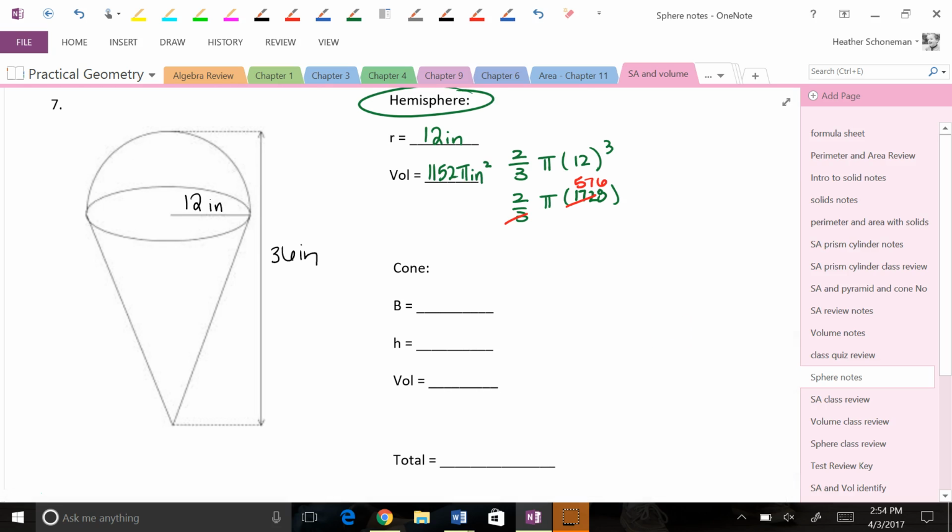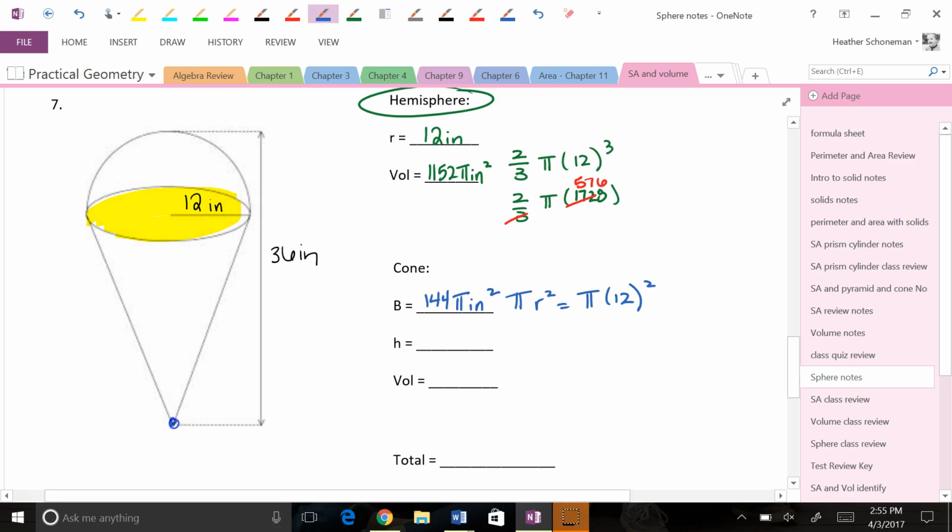Okay, now we need to find the cone. Well, capital B is the area of the base, so this is the base of the cone. The base is a circle, so we need to find the area of that circle. So the area of a circle is pi r squared. So that's pi times 12 squared, which would be 144 pi inches squared.